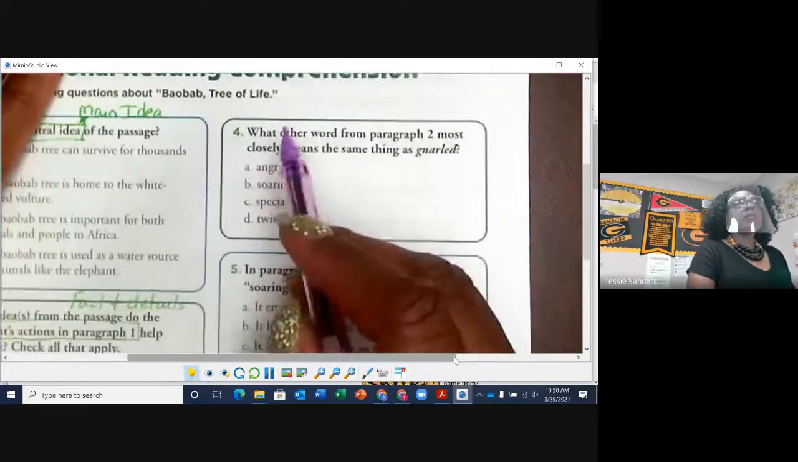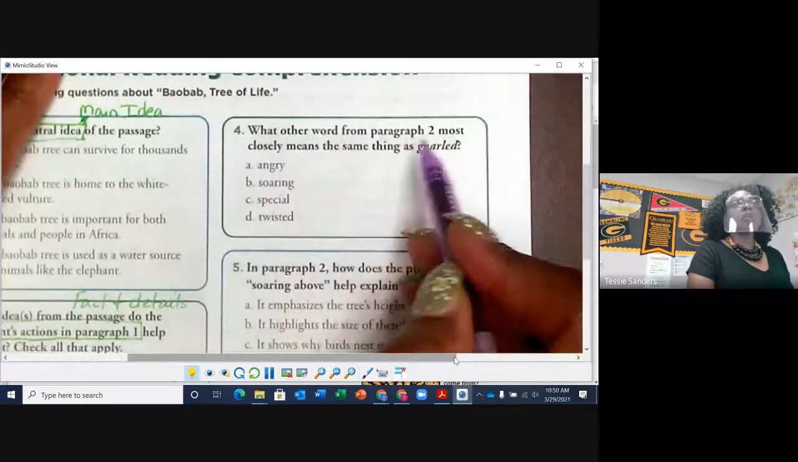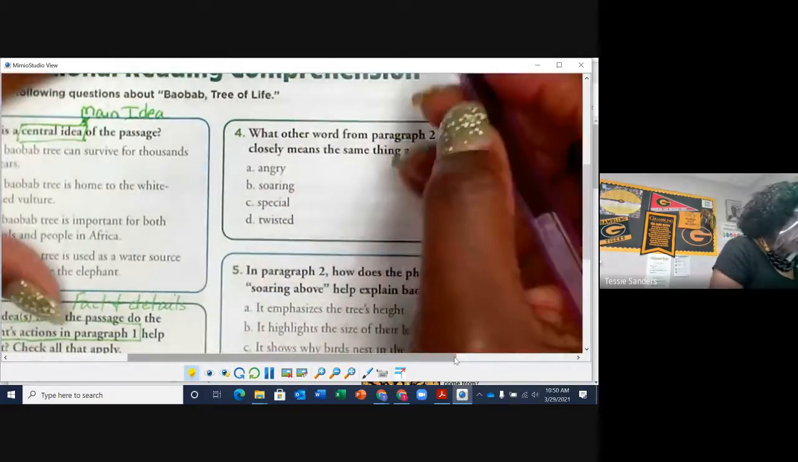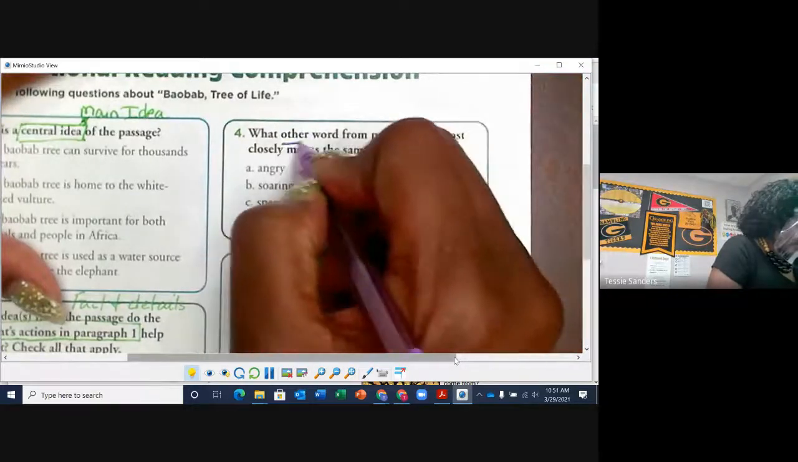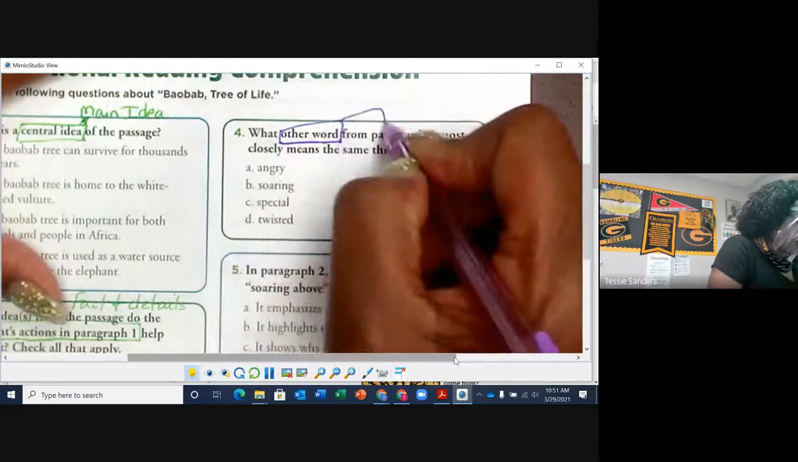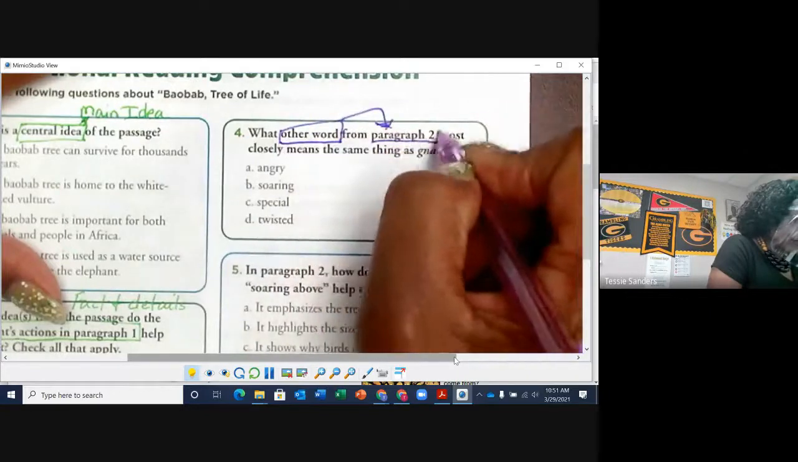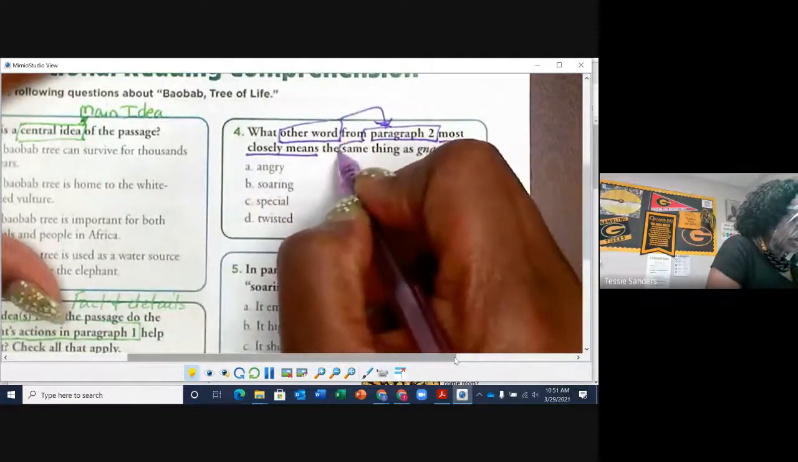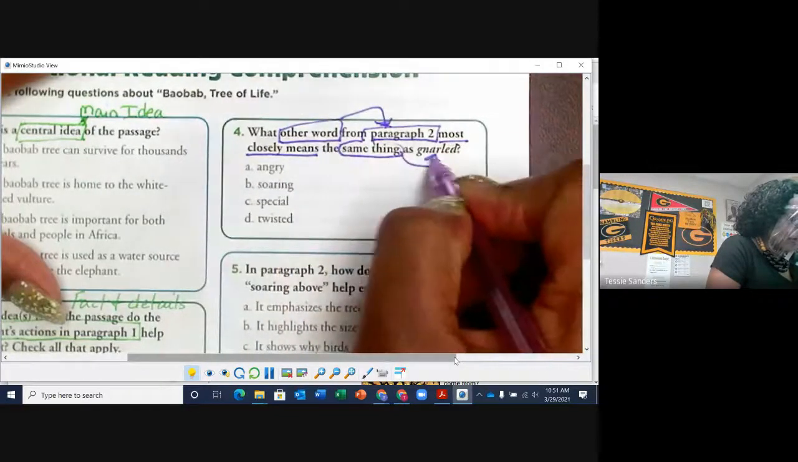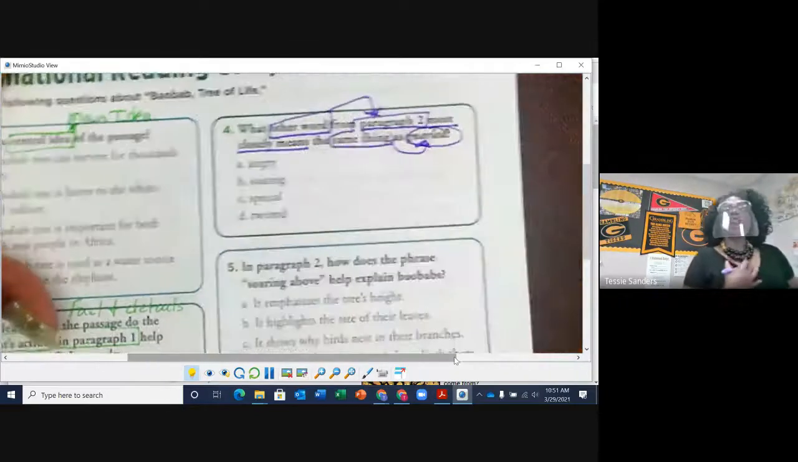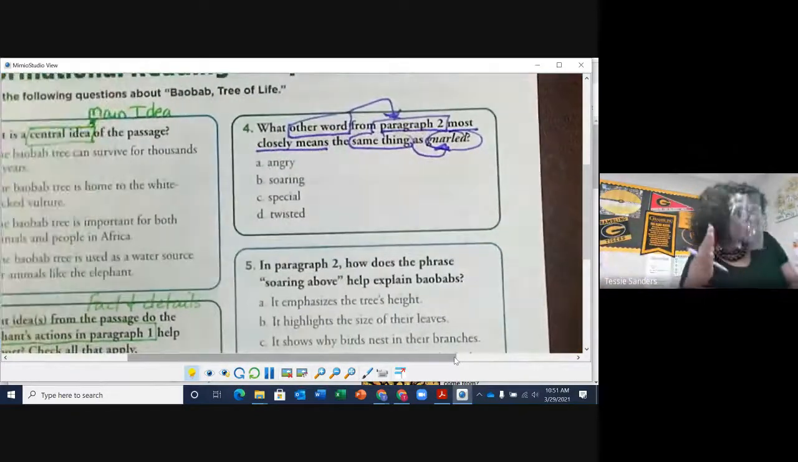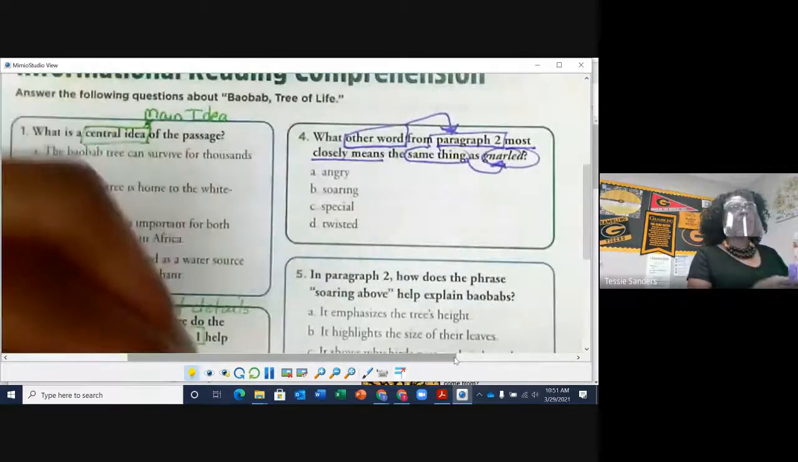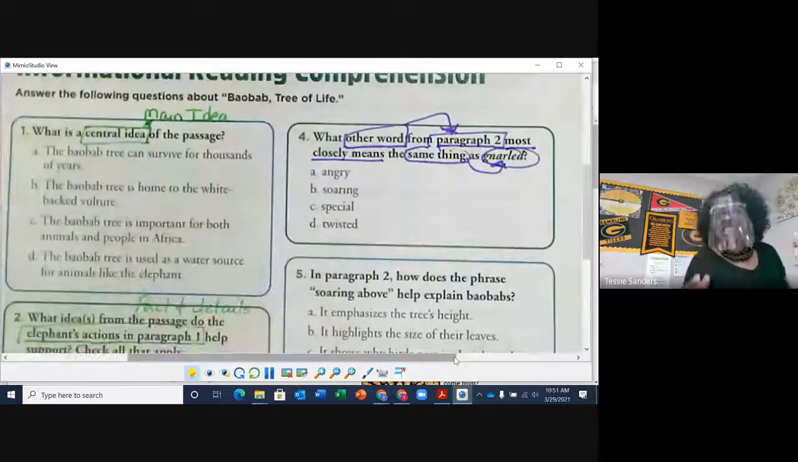Read, please. What other word from paragraph 2 most closely means the same thing as gnarled? Now take a look. We're looking for another what? Word. And that word is in paragraph 2. And we're looking for it to most closely mean the same thing as gnarled. So what I do, you do. Professors walk around. Make sure that the scholars are interacting with the passage, even at the adult level.